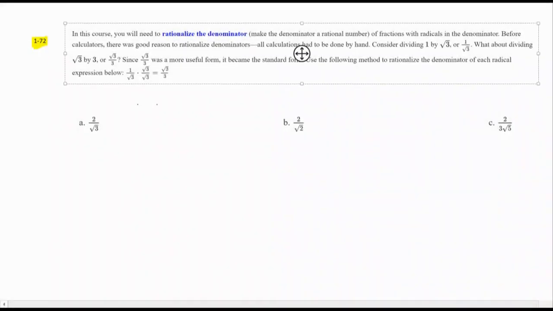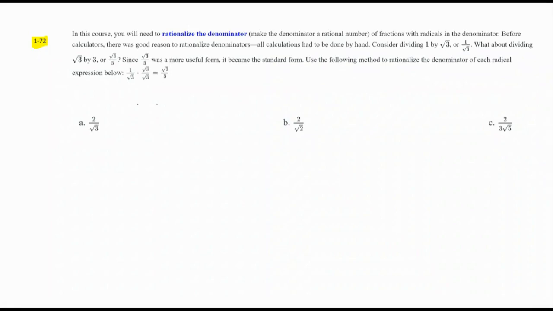So in number 72 here, this is a really good one to read the directions on, because it does a really good job of defining this term of rationalizing the denominator. This is a really common thing that we use in algebra because dealing with square roots in the denominator is actually just really annoying for the most part. And so oftentimes we use this technique called rationalizing the denominator to basically get the square root out of the denominator and into the numerator.